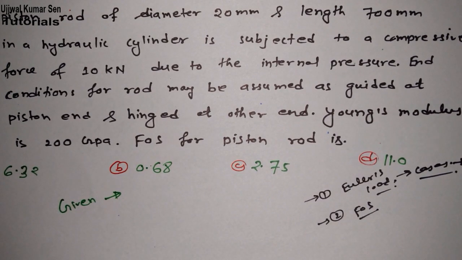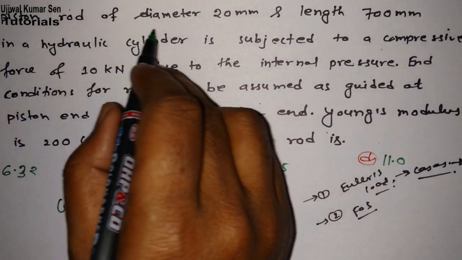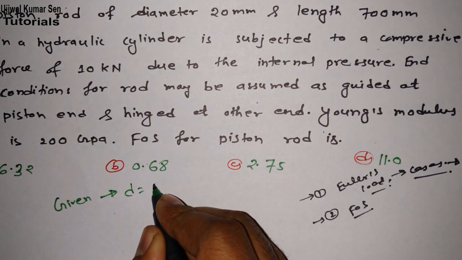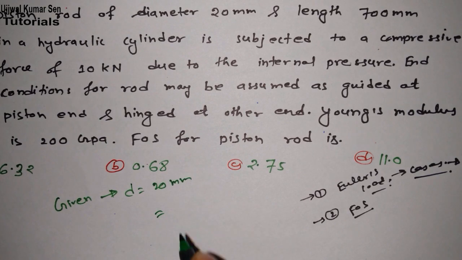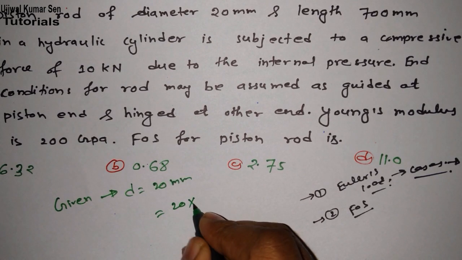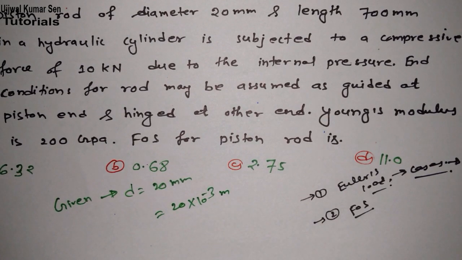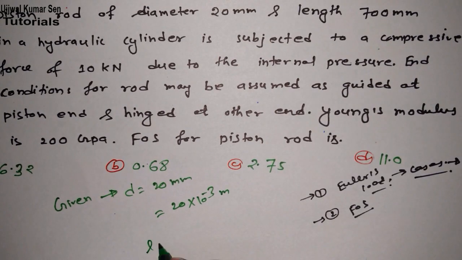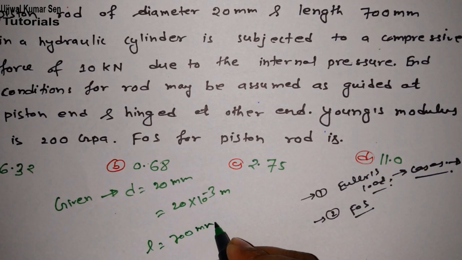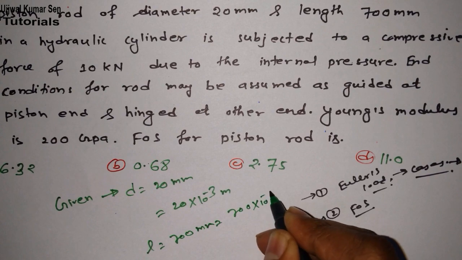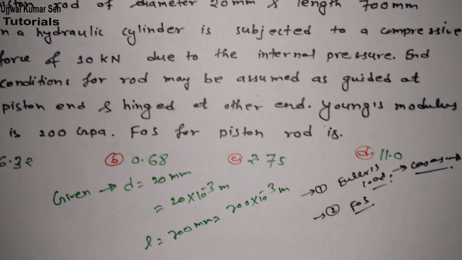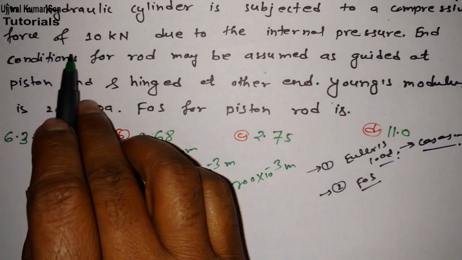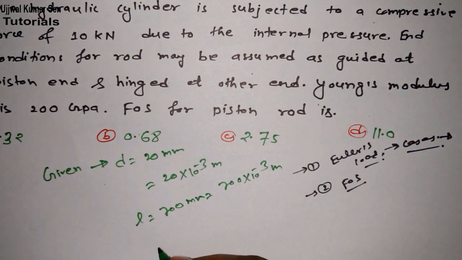It's not exactly lengthy. It's simple. Piston rod diameter is 20 mm, so convert this into SI: 20 × 10^-3 meter. Now length L is equal to 700 mm, therefore 700 × 10^-3 meter. Now let's come to the compressive force.